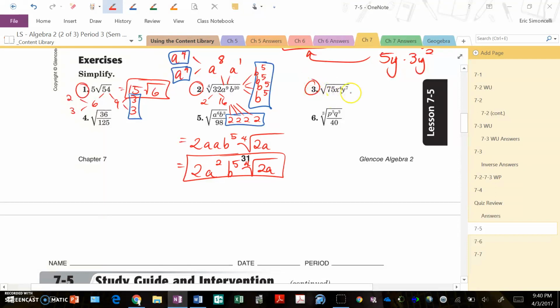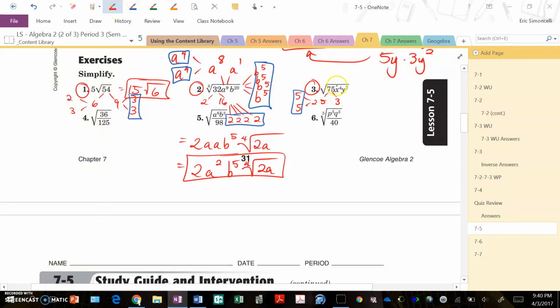Number 3. In this particular problem, we have a square root. Again, we don't see the 2, but that's implied to be a 2. So the square root of 75, x to the 4th, y to the 7th. Let's first break down 75, as we hopefully remember, 25 and 3. And because 25 is a perfect square, we say 5 times 5. Boom, we'll highlight that. And yes, we'll easily be able to take the square root of that.